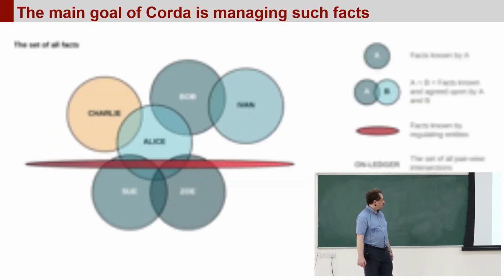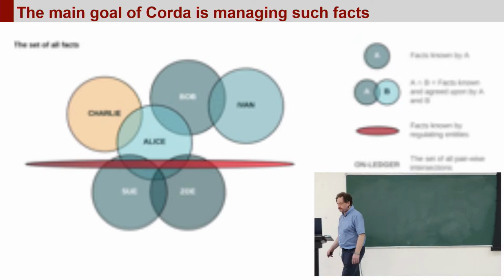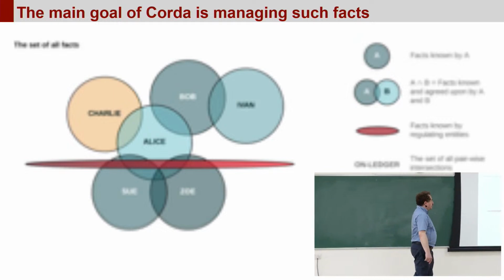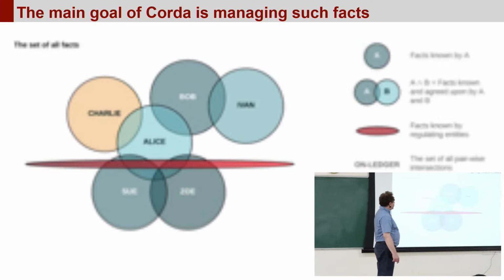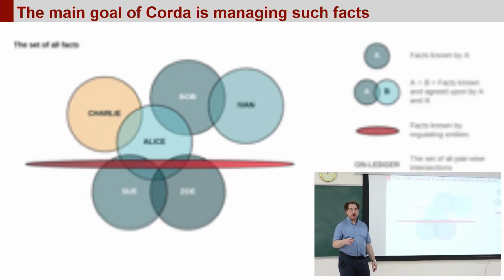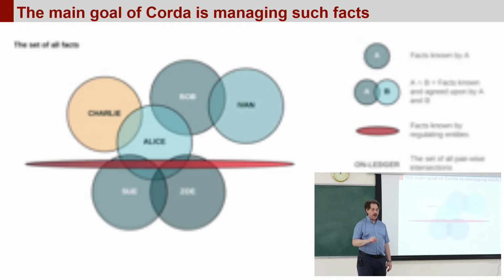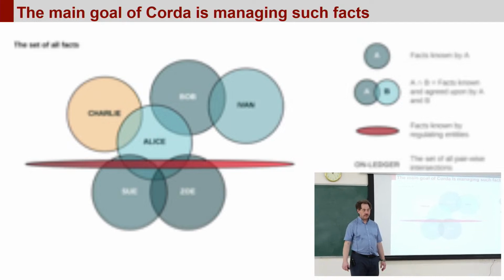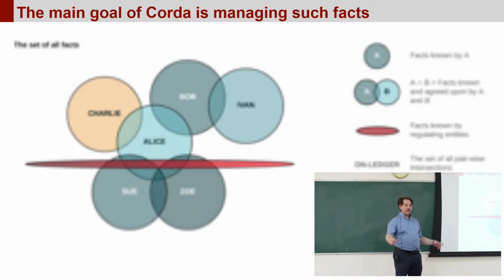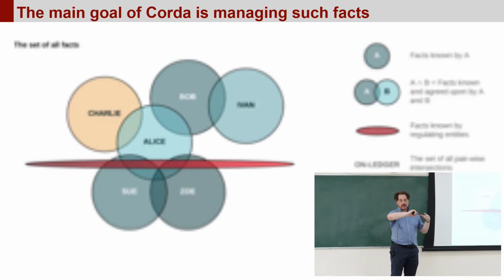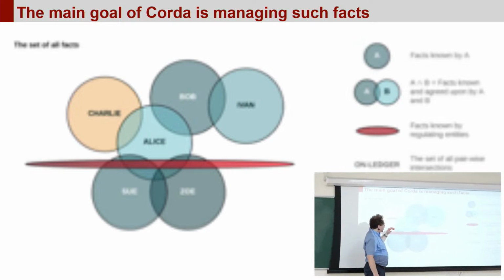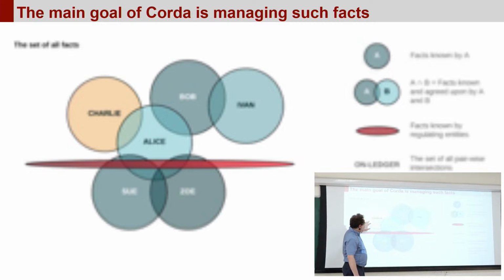So how does it work in Corda? The way it's implemented, the paradigm in Corda is very, very different from any other blockchain system we've seen so far. There is no sequential ledger. There is not even some DAG, directed acyclic graph of transactions. Instead, there is a collection of facts.